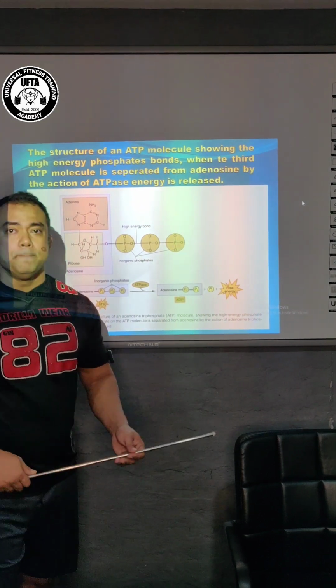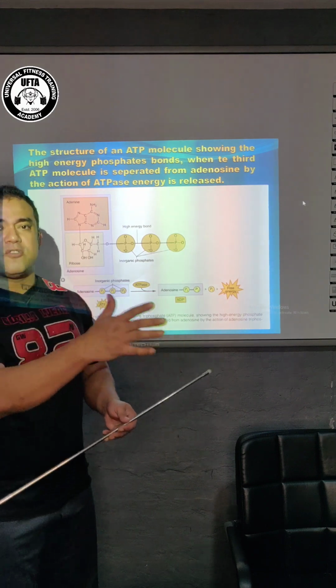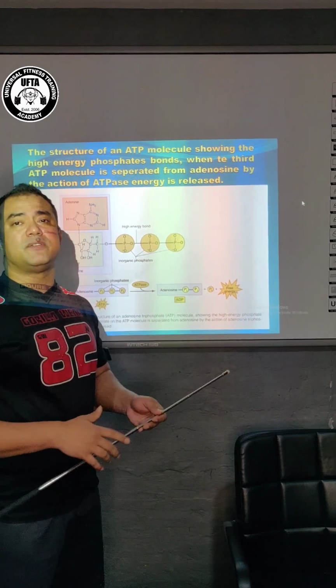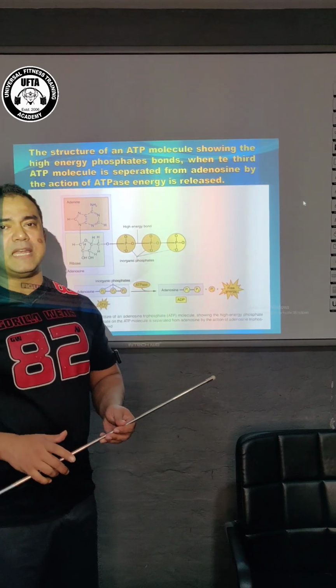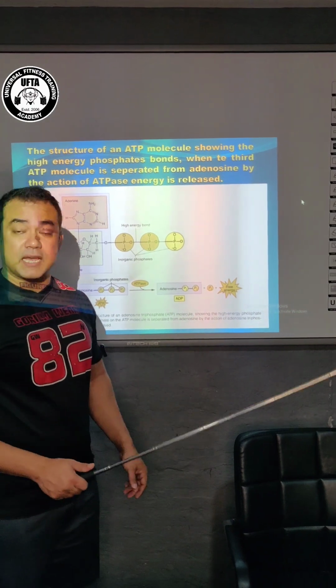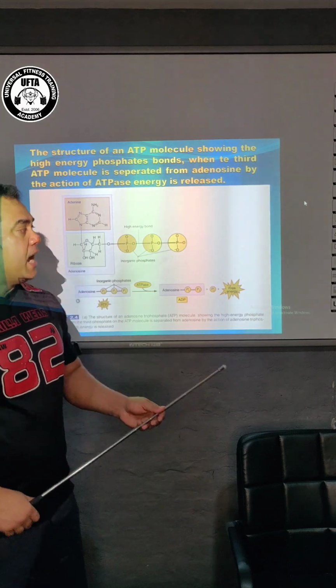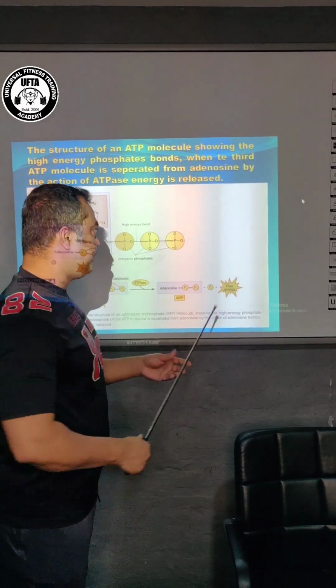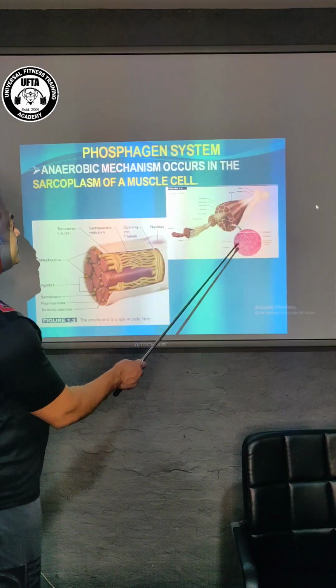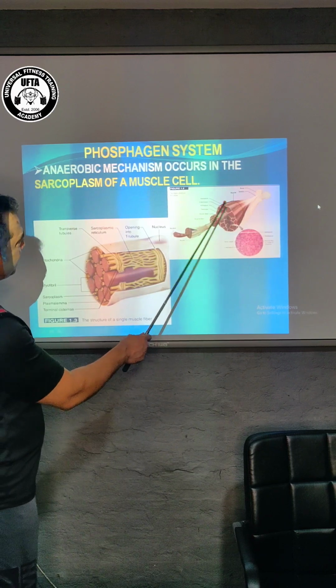Ultimately, whatever physical activity you are doing, you have to produce ATP in your body, in your muscle cells. Otherwise, we cannot move, because ATP is being produced 24 hours a day until we go to the grave. This is the whole muscle structure, and it has different sections.